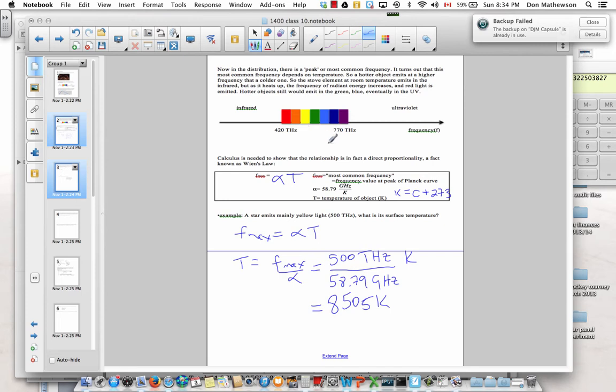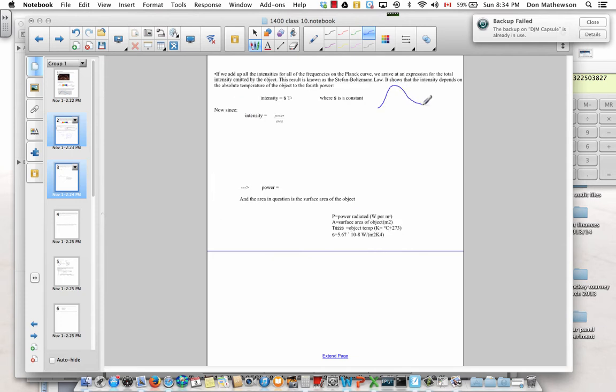Now, if we add up all of the frequencies and add up all of the energy for all of that, every little bit of frequency that the hot object is emitting, then you'll get an expression for the total energy, the total intensity of radiation that it's emitting, and that ends up being proportional, if you do the calculus, to the fourth power of temperature. And there's a little constant here. It's actually the Greek letter sigma. And sigma is just a constant.